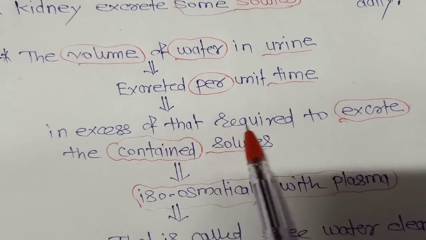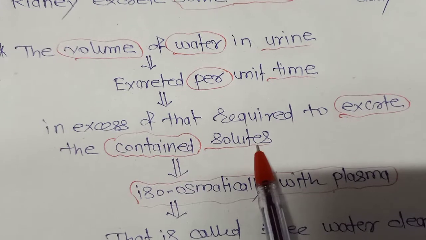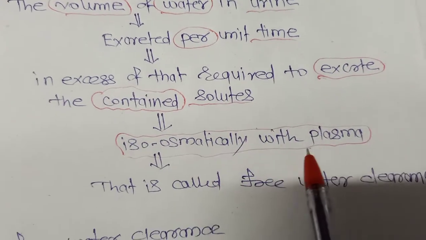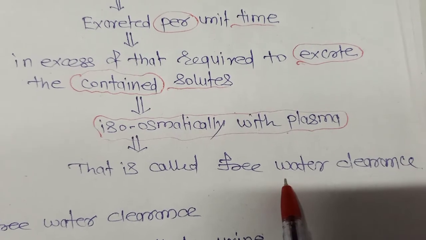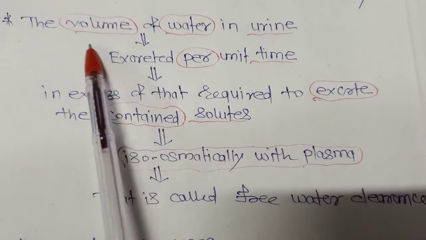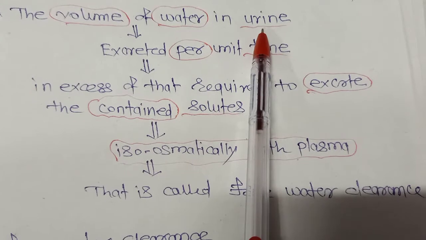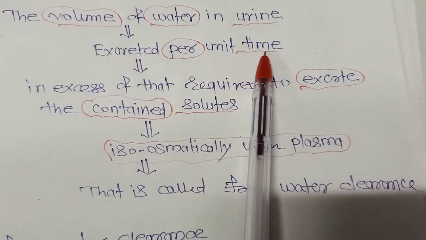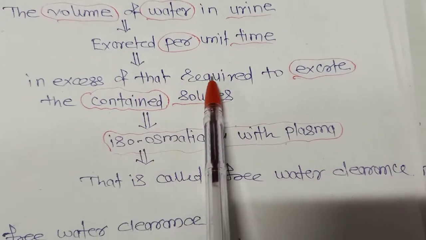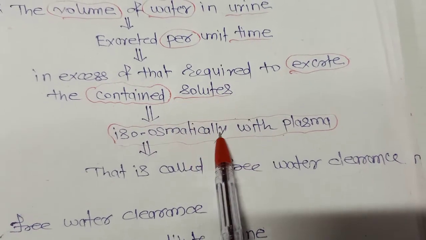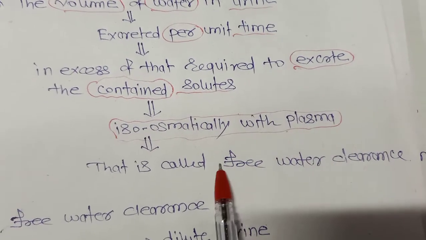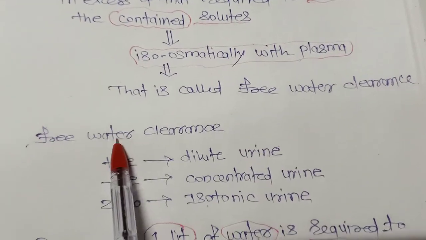in excess of that required to excrete the contained solutes isosmotically with the plasma, that is called the free water clearance. What is free water clearance? It is the volume of water in urine which is excreted per unit time, but in excess of that required to excrete the contained solutes isosmotically with the plasma.